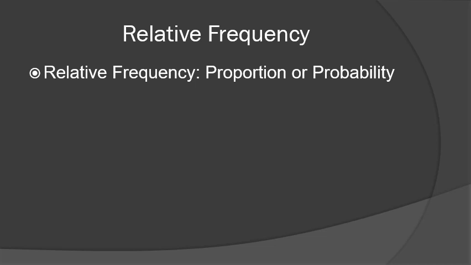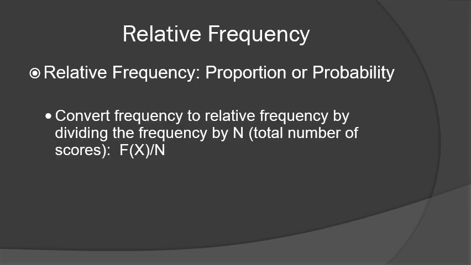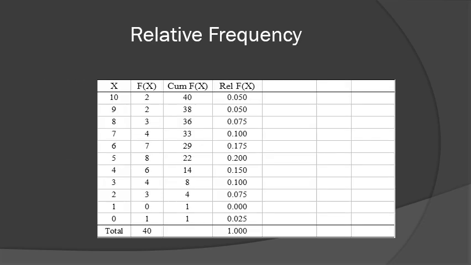The next thing we're going to add on is relative frequency. Relative frequency is where we take a proportion or a probability. So we're going to take a proportion of the whole when we're dealing with frequencies. To convert a frequency into a relative frequency, you take the frequency, the f of x, and divide by our n, our total. So you take each f of x and divide by n, and you get relative frequency, relative f of x. Let's switch to the next slide and look at that.